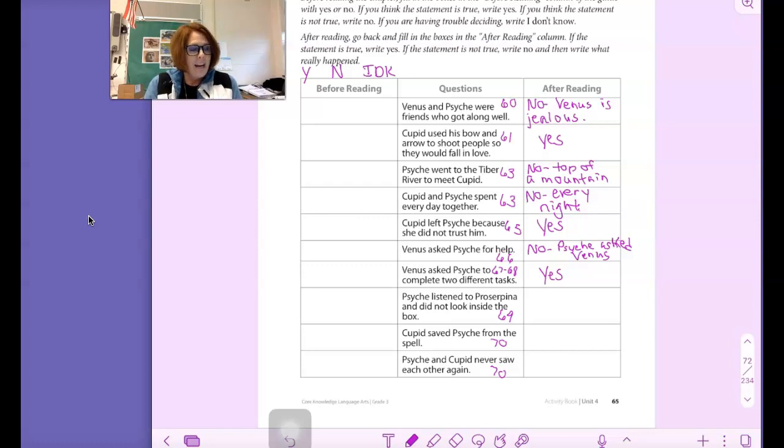Psyche's heart sank. No human had ever visited the underworld and returned to tell the tale. Just then a voice spoke to her. "Take a coin for the boatman," the voice said. "If you pay him, he will carry you across the river to the underworld. Take a cake as well. If you give the cake to the 3-headed dog who guards the underworld, he will let you pass. Above all, once Proserpina has placed beauty in the box, do not open it."